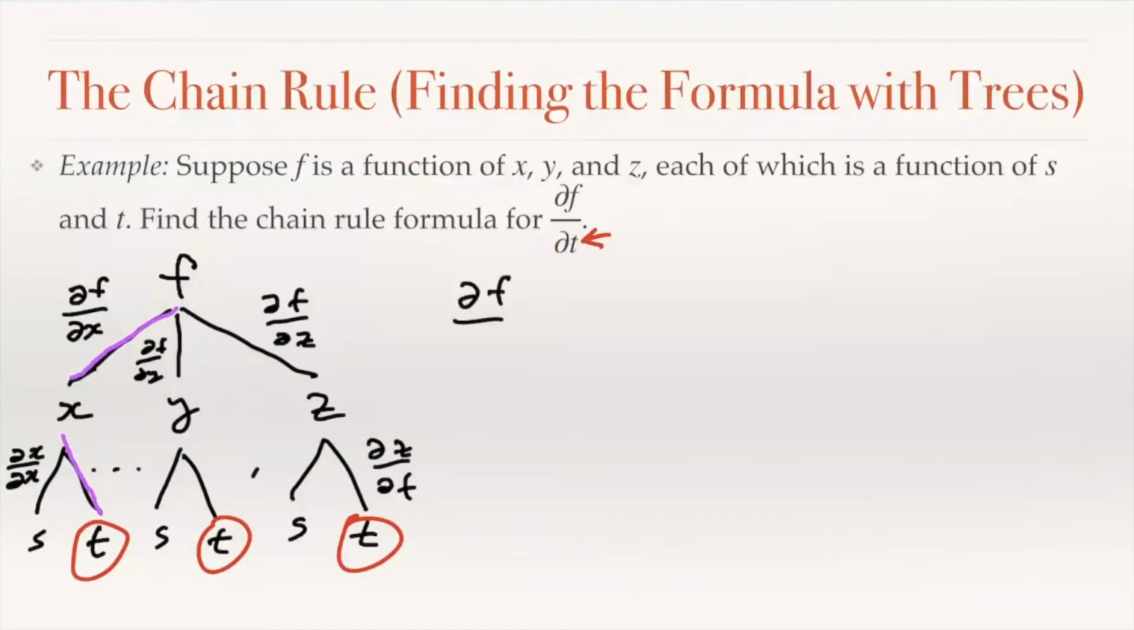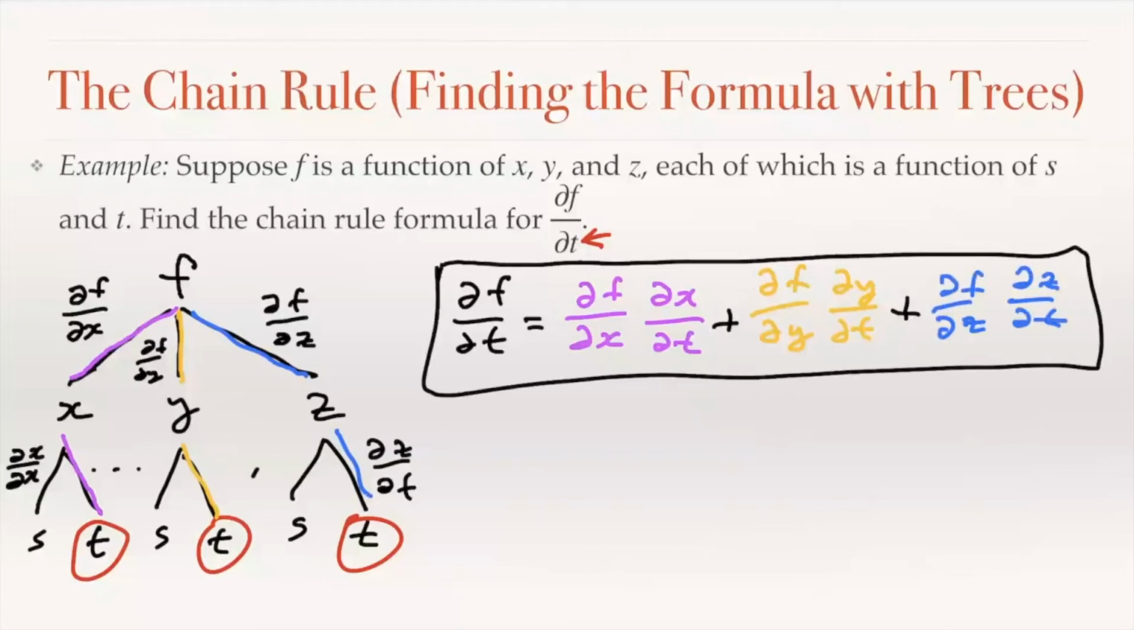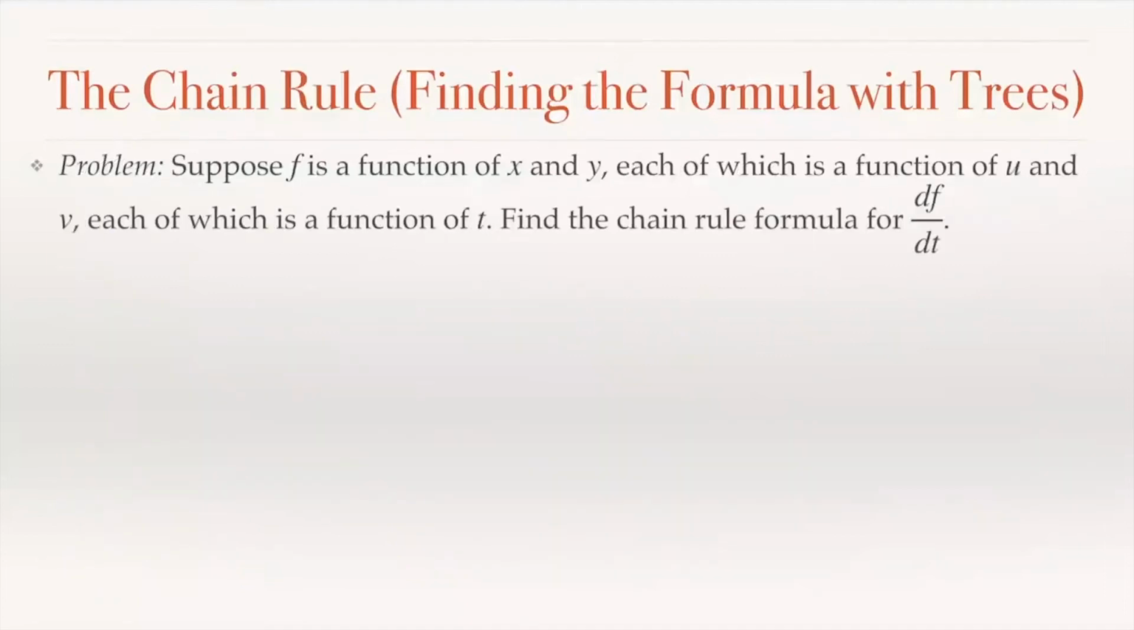So here we would have that del f del t is del f del x times del x del t, that first branch. The second branch is that guy ending in t. So that's del f del y times del y del t. And the last branch, this guy, is del f del z times del z del t. So that'd be our chain rule for this situation. Okay, go ahead and try your hand at this.